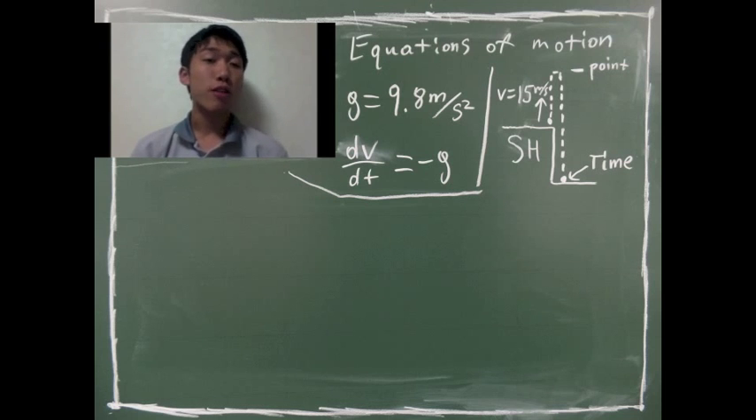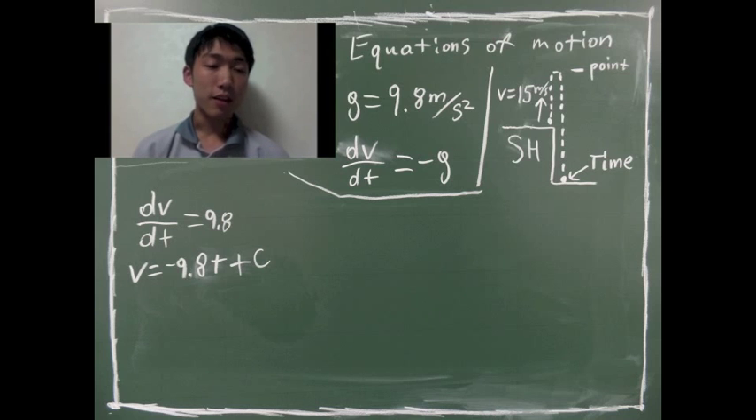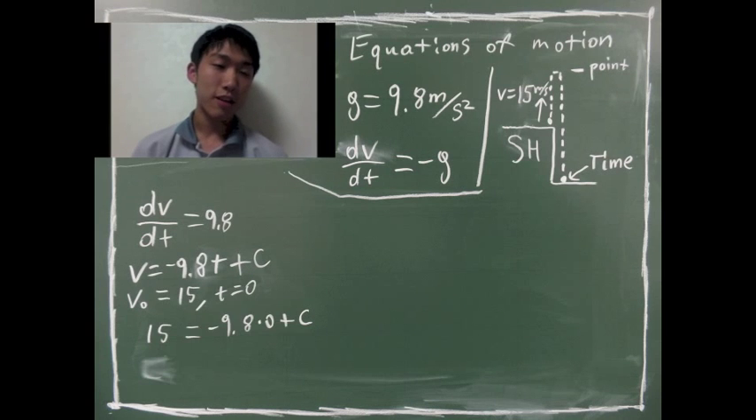So we approach this problem again by stating that dv over dt equals negative 9.8. We obtain the antiderivative for the function, which is v equals negative 9.8t plus c. In this case, c cannot be ignored, as in the previous problem, because we have an initial velocity. The initial velocity is given as 15 meters per second, and this is when time equals 0.